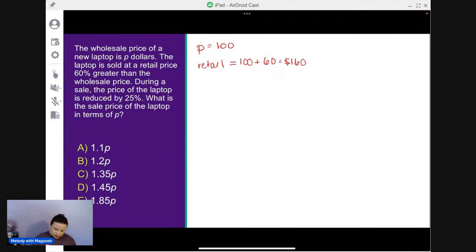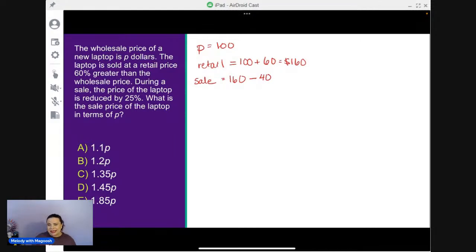Then we're going to have a sale, just following along in the problem. During a sale, the price of the laptop is reduced by 25%. So we'll start at that retail $160 price, and we need to subtract 25%, or 1/4. Perhaps you notice that 160 is just 16 times 10, and 1/4 of 16 is 4. So 1/4 of 160 is $40.